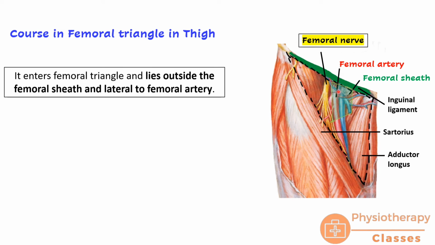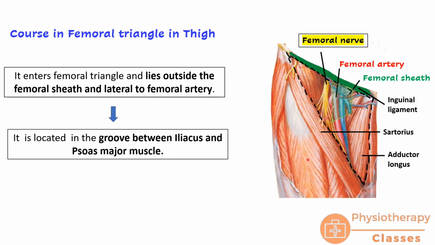So femoral sheath has got three compartments. The medial one is known as the femoral canal, then intermediate has got femoral vein and the lateral most has got femoral artery. So femoral nerve, you have to remember, is outside the femoral sheath and lateral to femoral artery. So here also it is located between the two muscles. There is a groove and in between these two muscles you can see the iliacus and more medial to that there will be psoas major muscle.